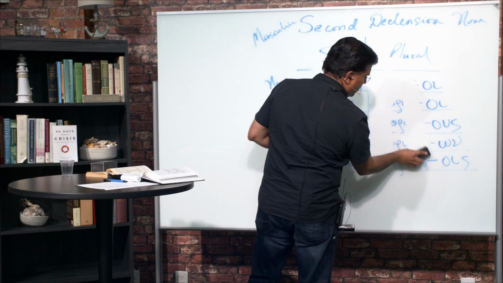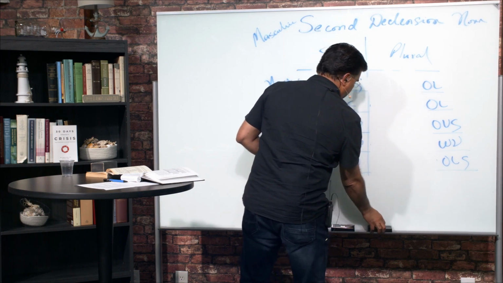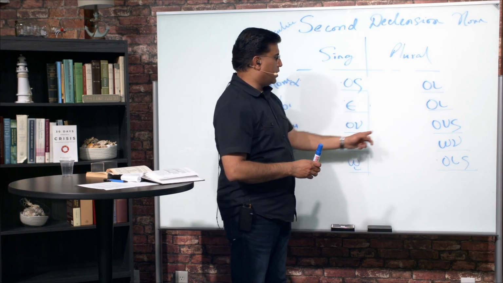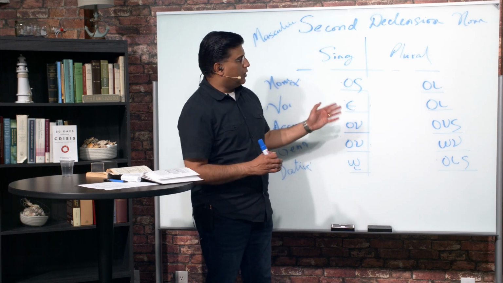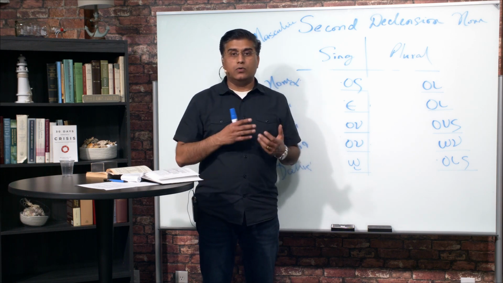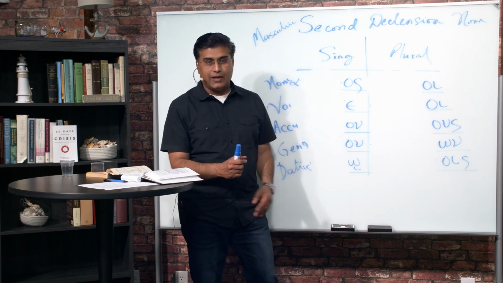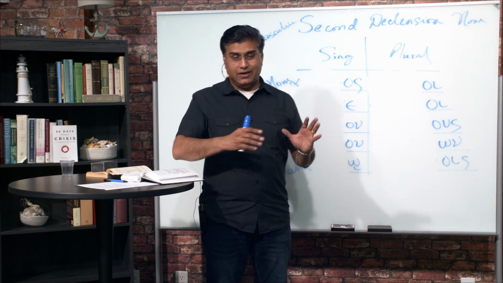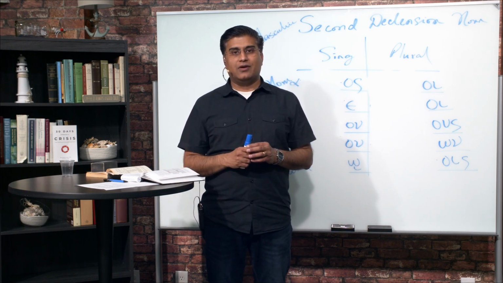You write that paradigm down again and again and again, and memorize os, oi, e, oi, on, us, u, on, o, ois. Memorize it, and that is one that you will see a lot. The masculine second declension of the noun.